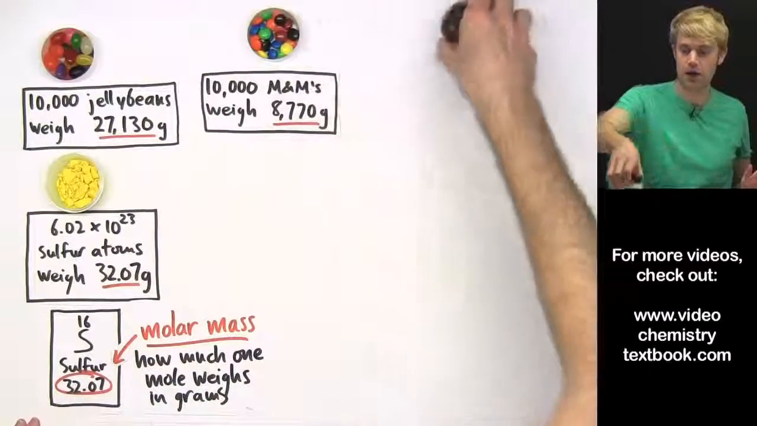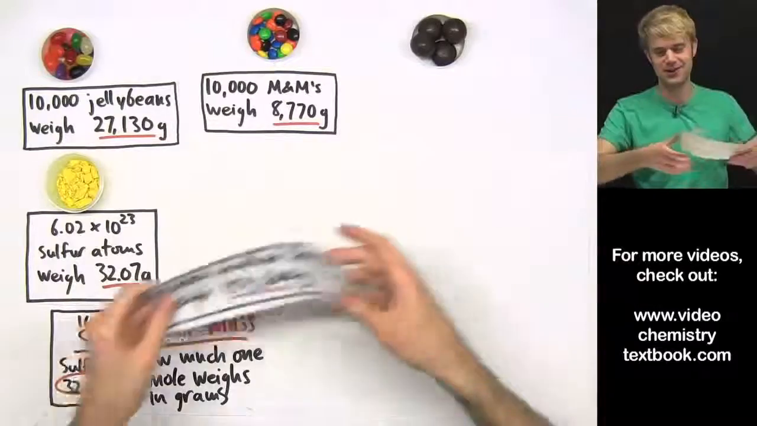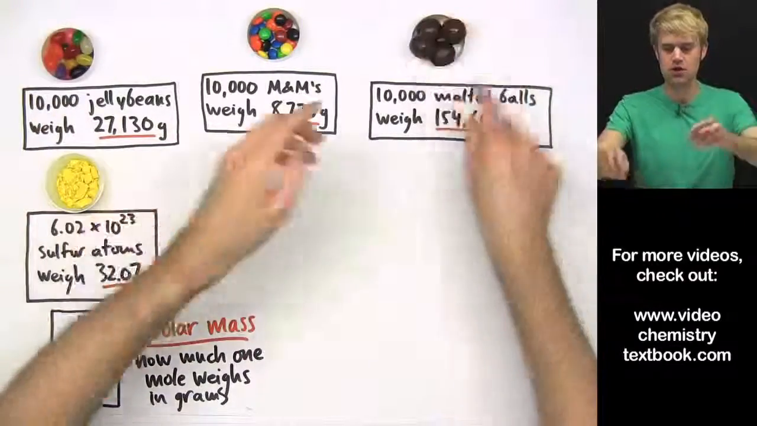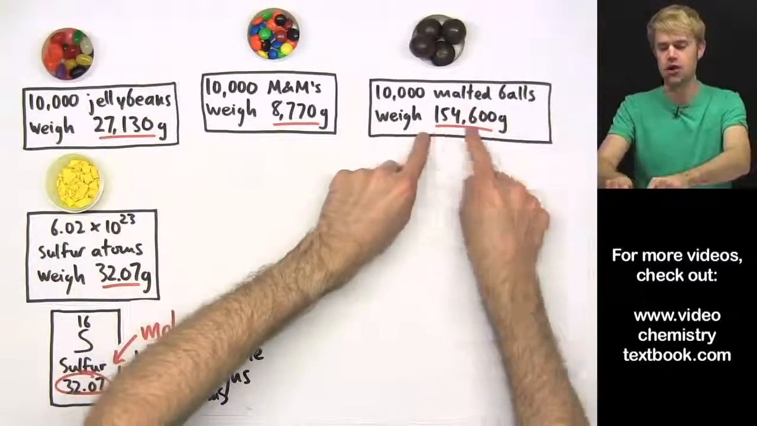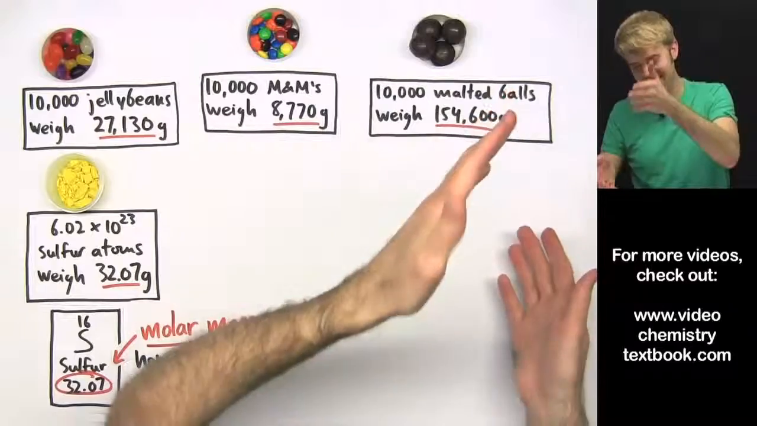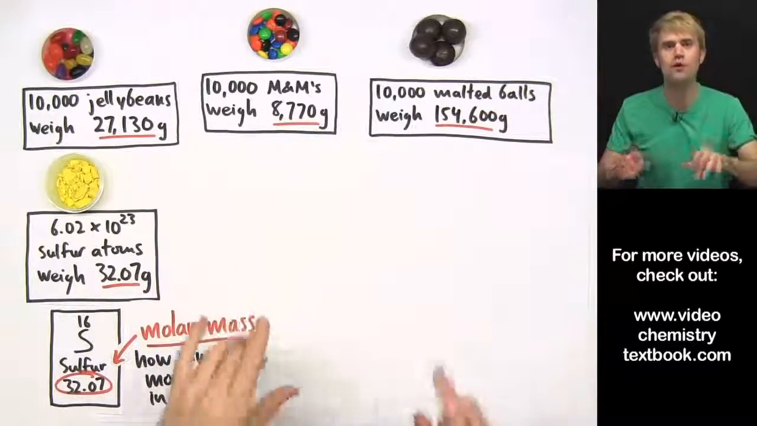On the other hand, a candy like one of these chocolate malted balls, very delicious, are a bunch heavier than the jelly beans. So 10,000 malted balls are going to weigh a bunch more, 1,541,600 grams. So it's the same way with atoms.